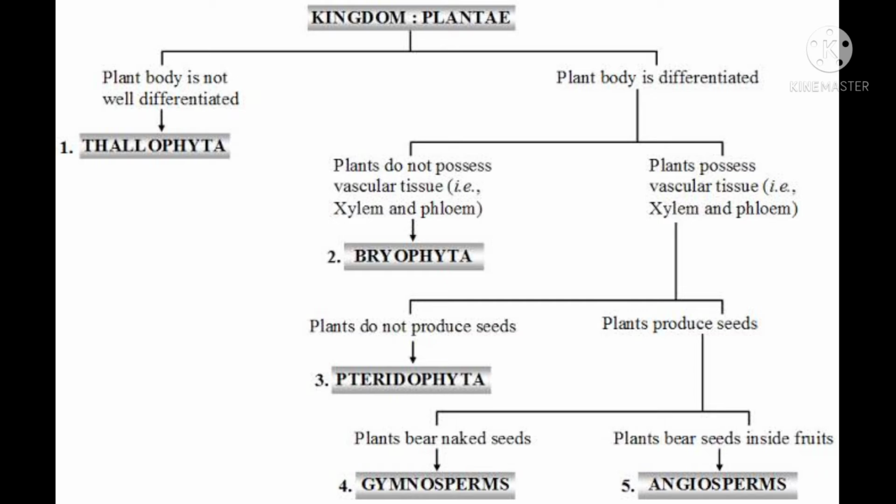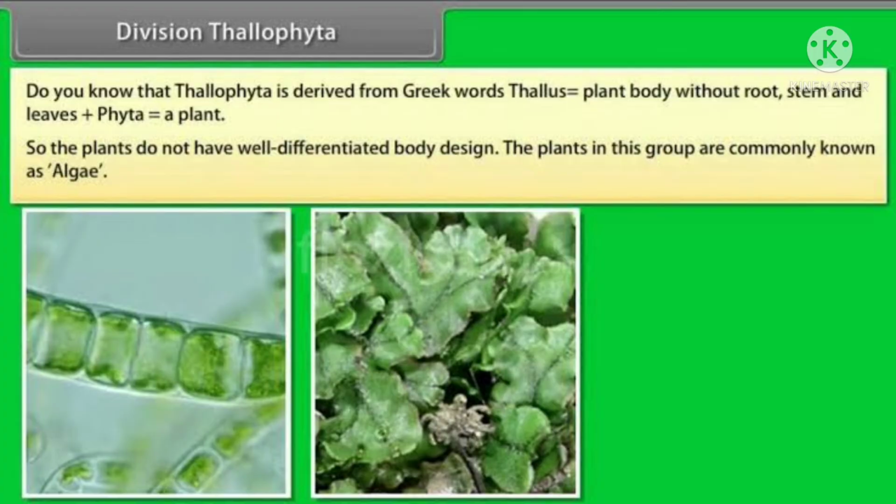Now let us study each division in detail. Division Thallophyta. In this, plants do not have a well differentiated body design. The plants in this group are commonly called algae. These plants are predominantly aquatic, such as Spirogyra, Ulothrix, Cladophora, Ulva, Chara.